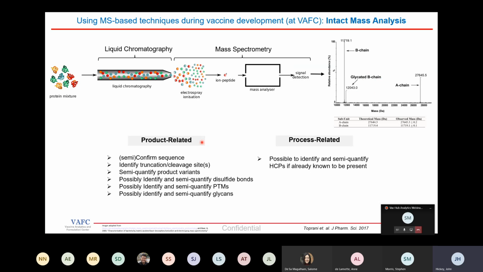And then below I have some product versus process related information you can get from this. As you'll note, a lot of these are semi-quantitative. In the protein mixture, you can get semi-quantitative. If you set up standard curves, you can quantify the relative abundance of these various moieties, but in general, it's a semi-quantitative technique.